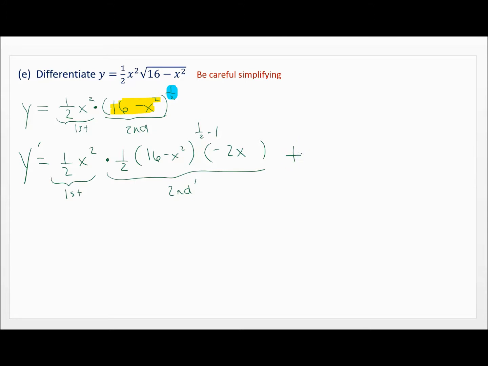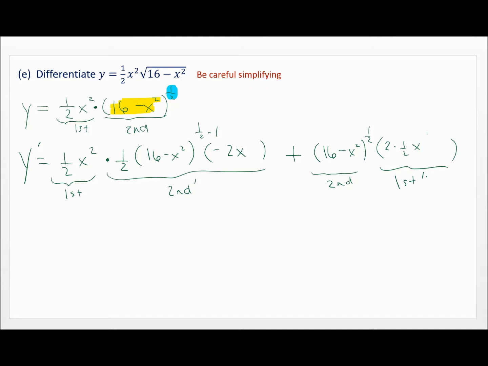Plus, now we're doing the second. So I'm rewriting the second function, which is 16 minus x squared to the 1/2, times the derivative of the first. So what's the derivative of 1/2 x squared? You move the 2 in front, so that's 2 times 1/2 times x to the first. So this is the second times the derivative of the first. Now that's our derivative, but man, it can use some simplifying, don't you think?